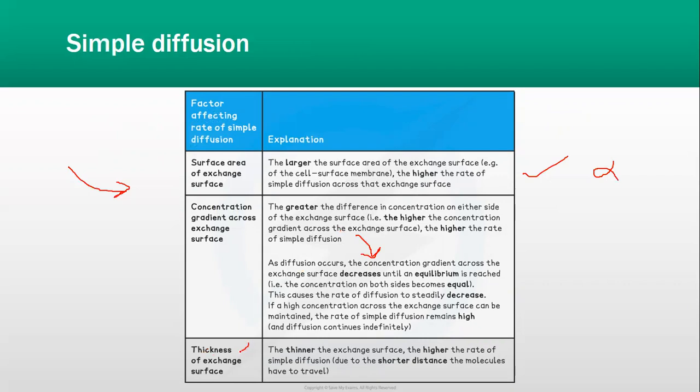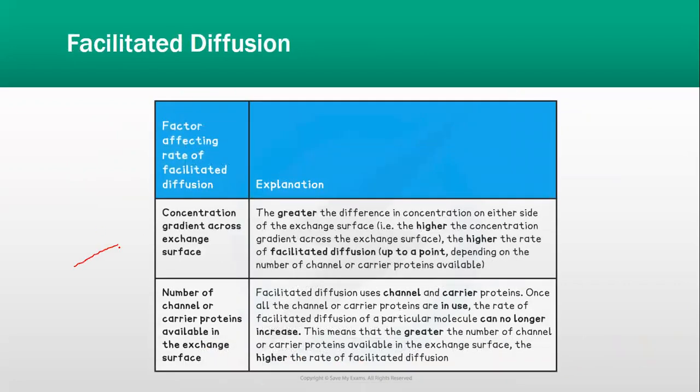Then when we talk about the thickness, the thinner the exchange surface, the higher the rate of simple diffusion. That means if the distance is less and if the thickness is less, if both of them are less, then diffusion would be higher. Due to the shorter distance, the molecules have to travel fast. Concentration gradient across the surface, we read the same again.